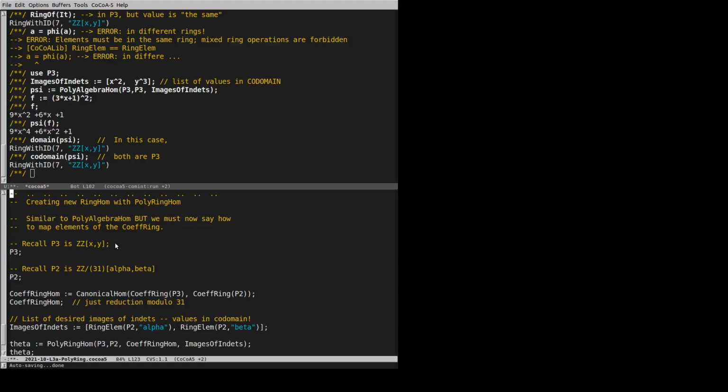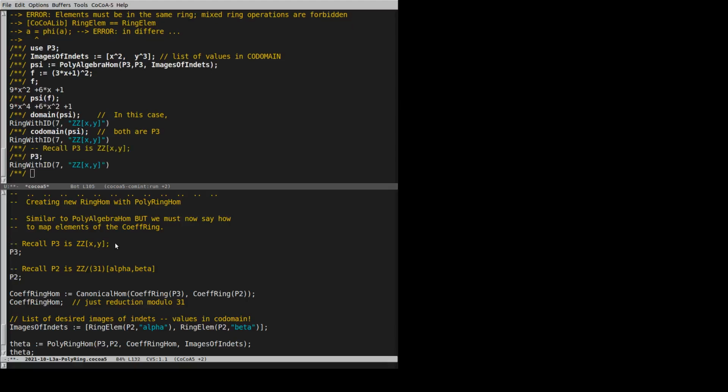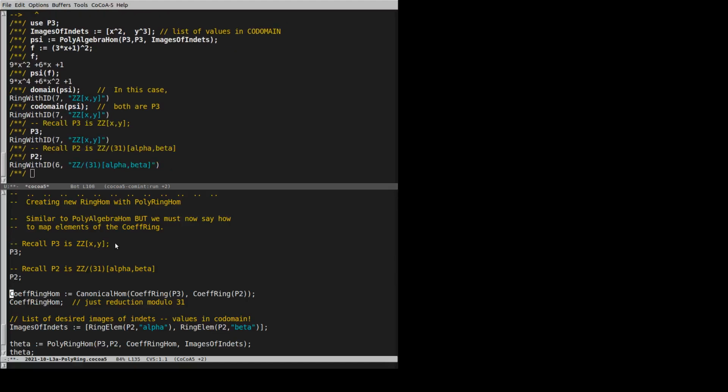So we'll take two rings here. We'll have, let's say, P3, which is Z[x,y]. We've already seen that. And we'll take P2, which is a bit different, so that its coefficient domain is now the finite field of 31 elements, and its indeterminates are called alpha and beta.